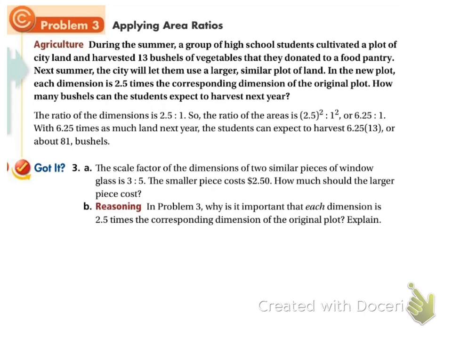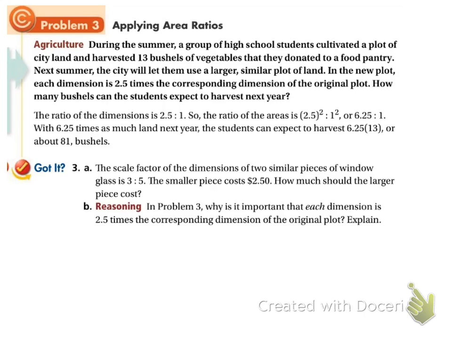This is 10.4b of geometry. So we're going to look at area ratios. Our got it problem says the scale factor of the dimensions of two similar pieces of window glass is 3 to 5. The smaller piece costs $2.50. How much should the larger piece cost?